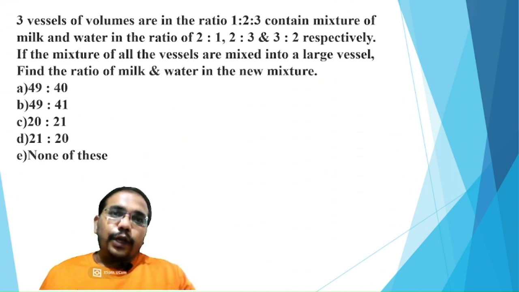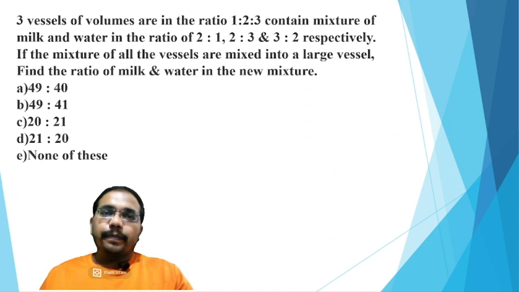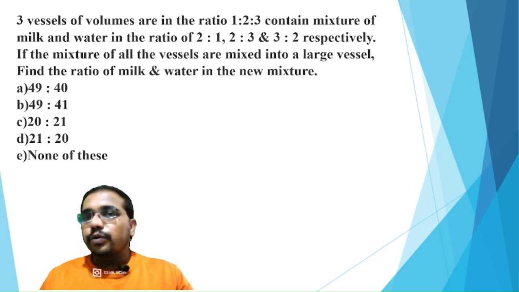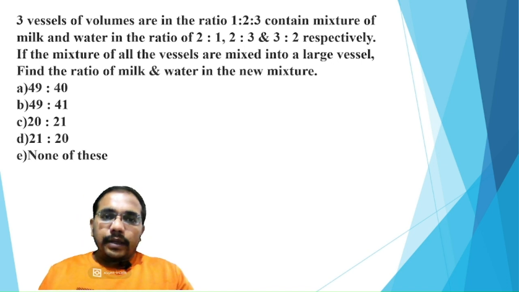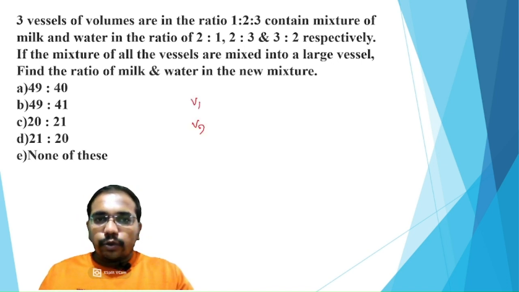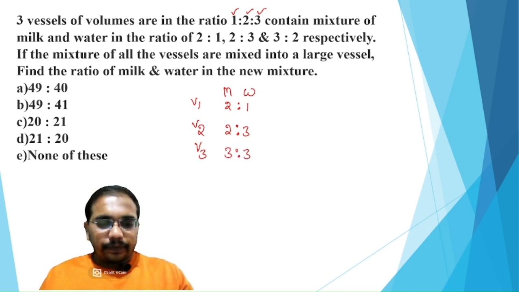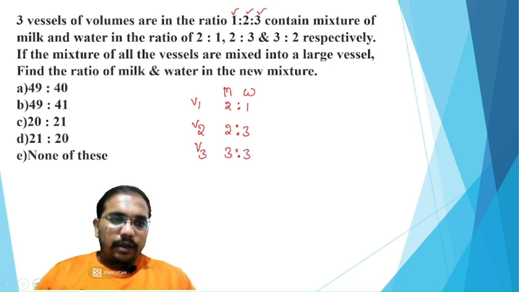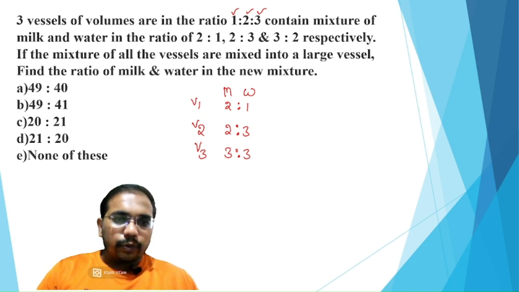3 vessels of volumes are in the ratio 1:2:3. That means vessel 1, vessel 2, vessel 3 must be in which ratio? 1:2:3. But vessel 1 contains milk and water in which ratio? 2:1. Now it is 2:3. Next 3:2. Last one is 3:2.